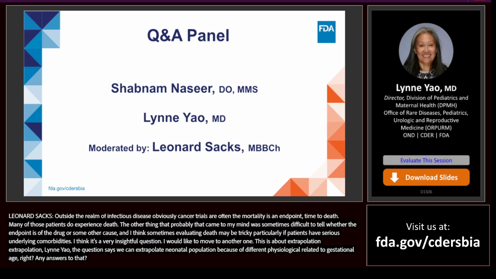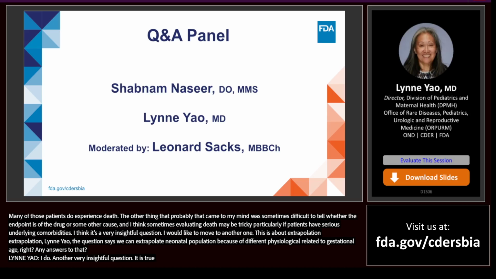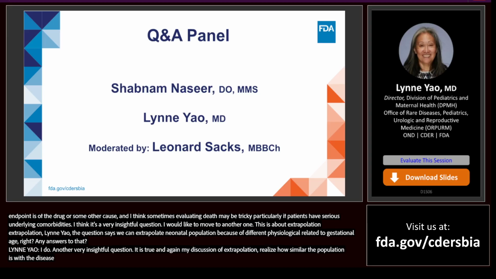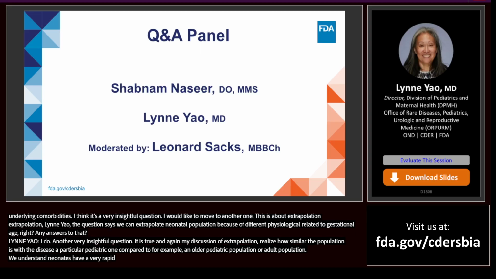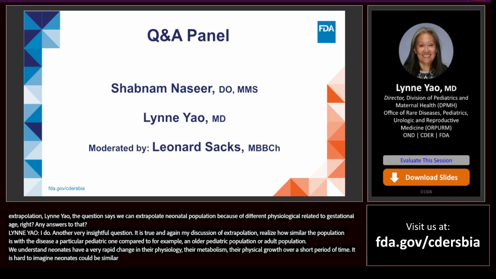So it is true that, and again, in my discussion of extrapolation, it relies on how similar the population is with the disease, a particular pediatric one, compared to, for example, an older pediatric population or an adult population. And we certainly understand that neonates have a very rapid change in their physiology, their metabolism, their physical growth over a very short period of time. So it is hard to imagine that neonates could be similar to an adult population, for example. So we'd have to absolutely do separate neonatal trials.